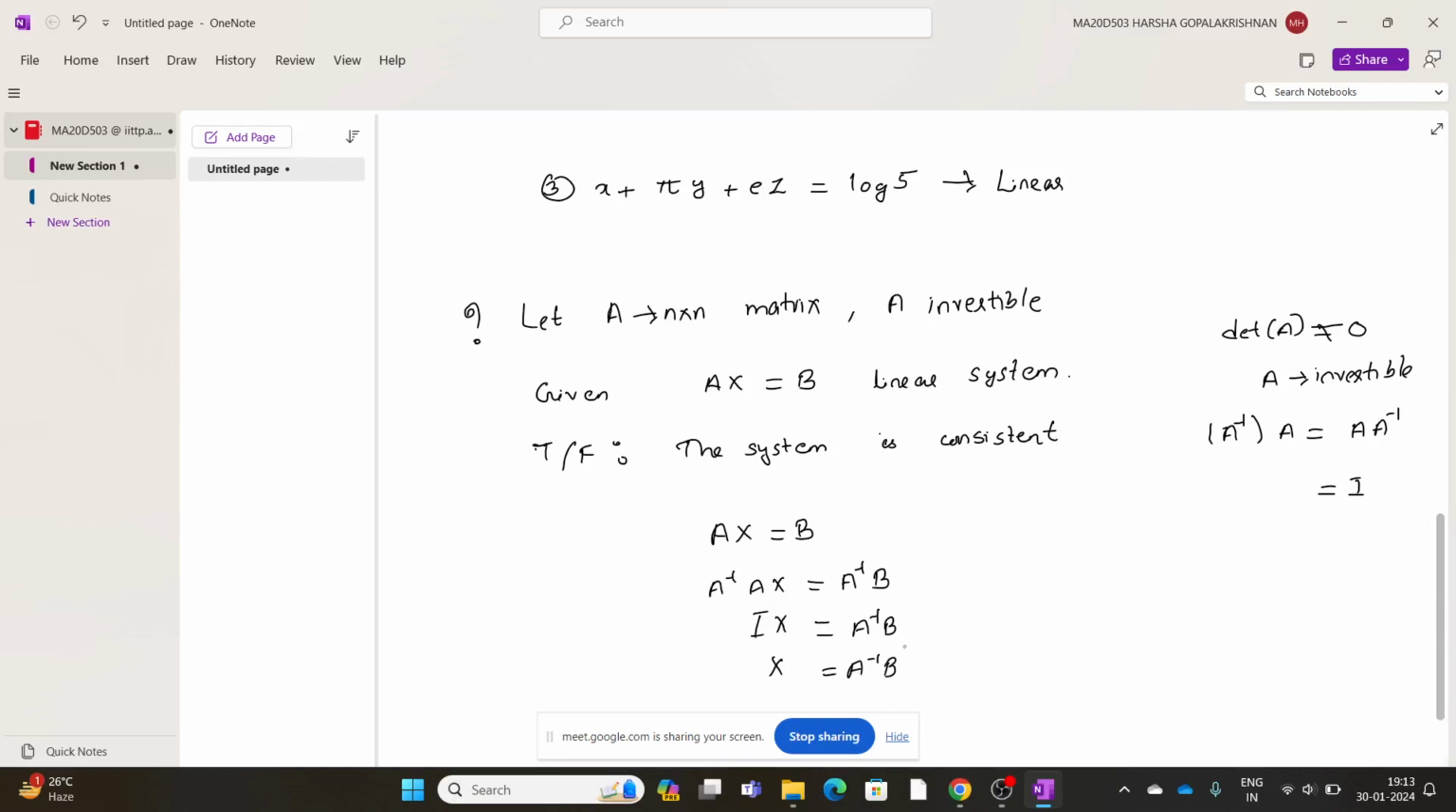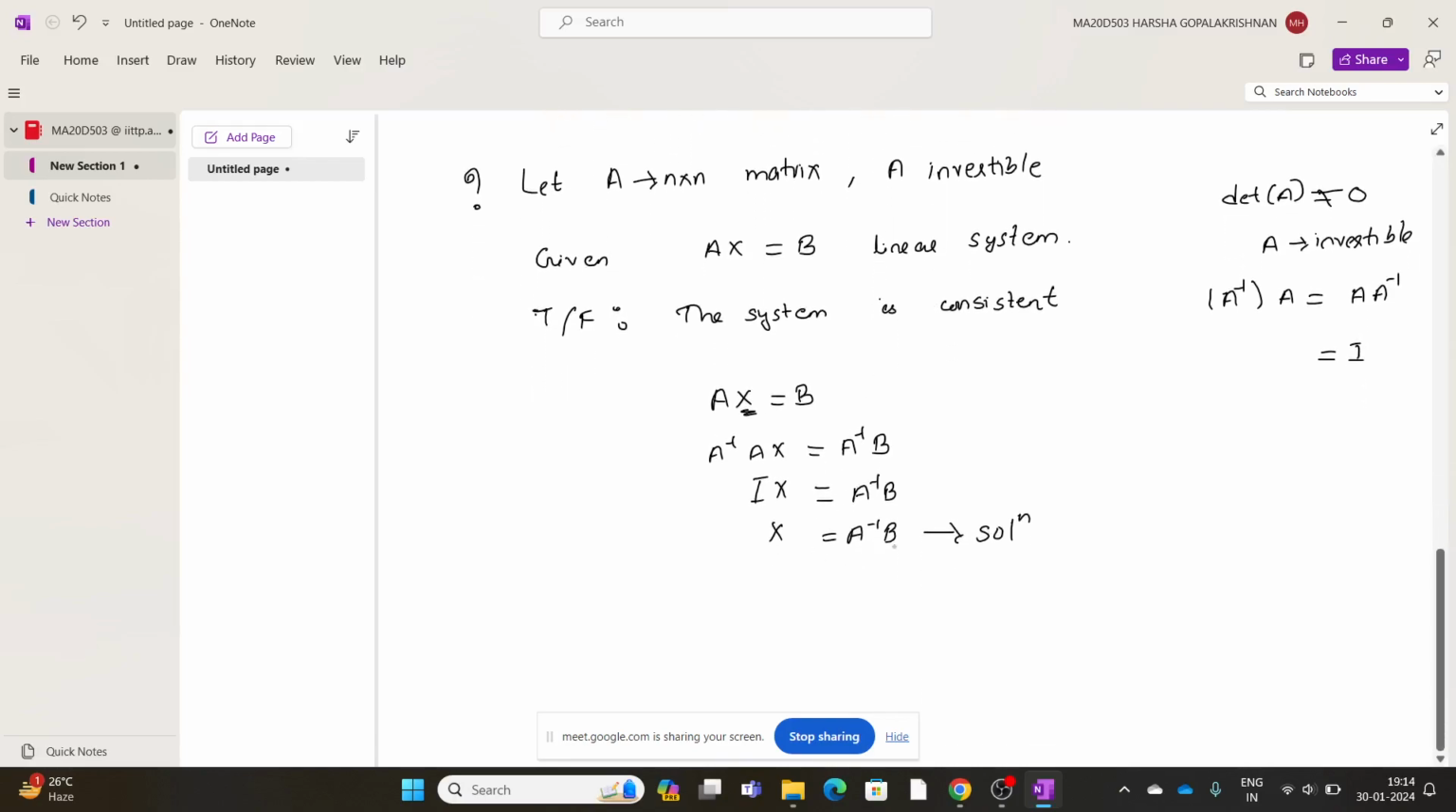Suppose we substitute this A inverse B for x here. What will we get? A into A inverse B equals B. So A inverse B is a solution. That means there exists a solution for Ax equal to B. This is true only because A is invertible. If A is not invertible, we cannot say anything. We need the matrix and we should check the row echelon form and all the conditions that we have already seen. So I hope this is clear for everyone, right?